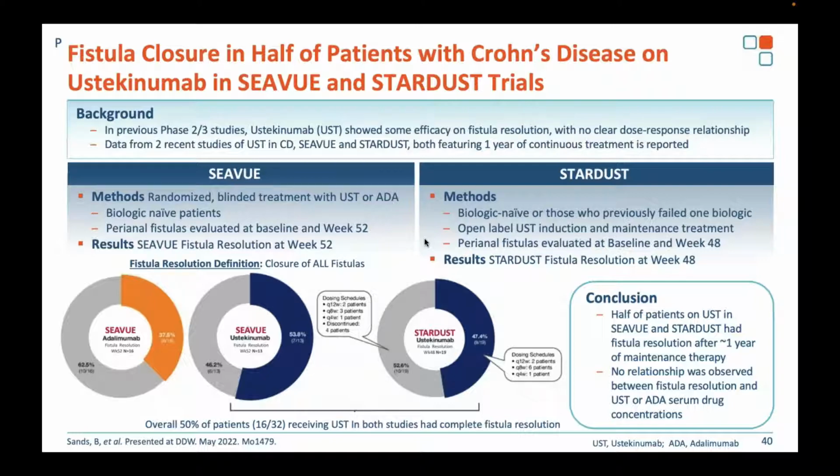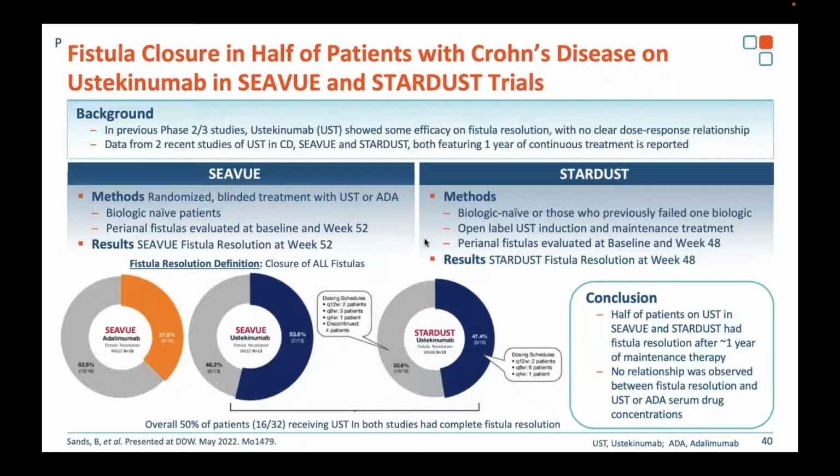Let's look at Stardust first. If you go down to the bottom of the screen, look at the blue wheel on the right-hand side there. This is the proportion of patients with fistulas who had complete fistula resolution at week 48. That's closure of all fistulas. And you can see the blue part of the circle is the proportion of patients who closed their fistulas. It's about half of them. And half of them didn't.